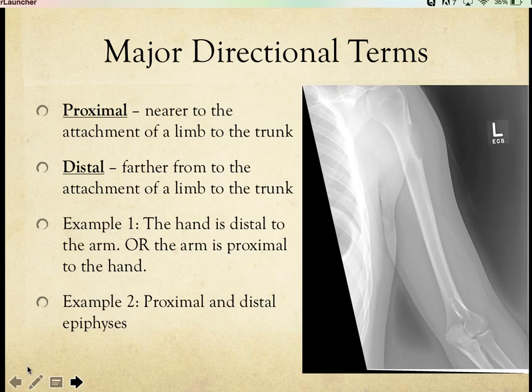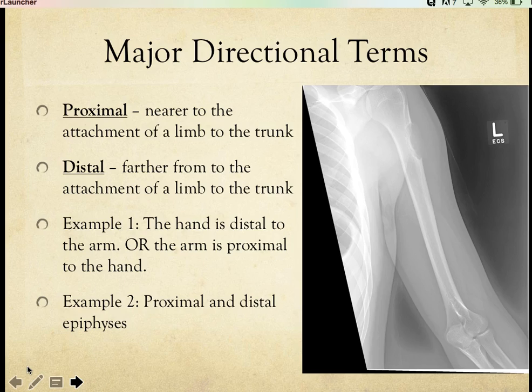When something is proximal, it is nearer the attachment of a limb to a trunk. Distal is exactly the opposite. It's further away from the attachment of a limb to a trunk. So when we're talking about proximal and distal, we're really refining these terms simply to your arms and legs.